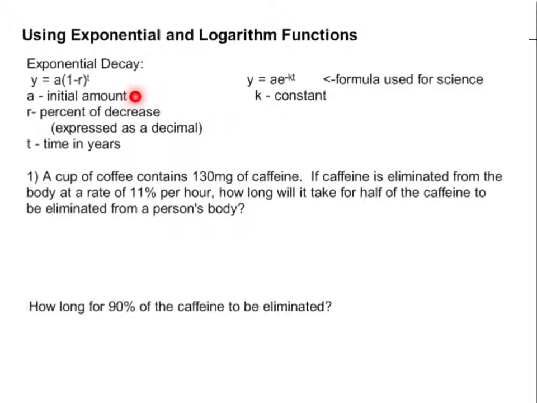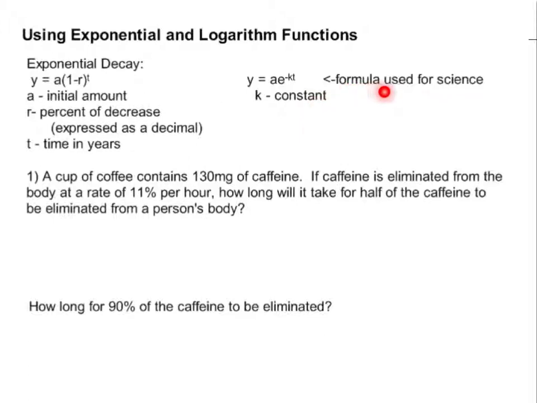A stands for your initial amount. R stands for the percent of decrease, and this is always going to be expressed as a decimal. And t is the time in years. Our second formula is y equals a e to the negative kt. A is still the initial amount, t is still the time, and k is a constant. This constant depends on what type of material we are using.